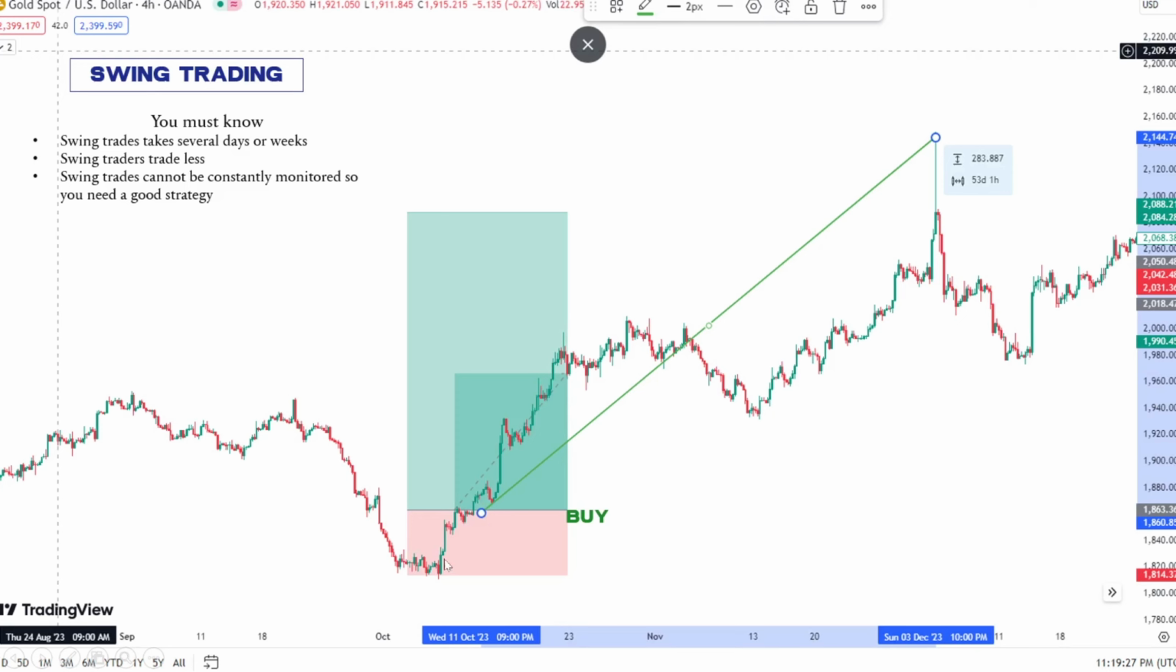Now, look at the days. This trade took 53 days to reach the take profit. So this is a trade that you cannot be looking at every day. This is a trade that you cannot be monitoring every second, right? So swing trading is very, very serious and it needs a very serious strategy because you cannot be constantly monitoring it, right?